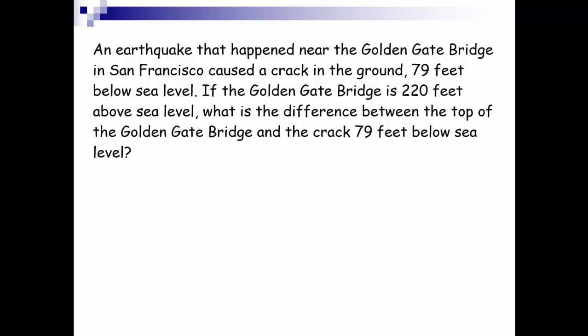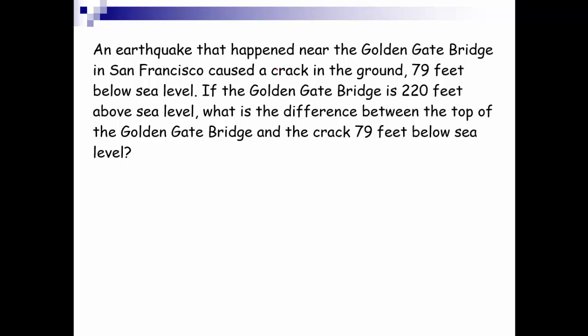Let's take a look at the next one. An earthquake that happened near the Golden Gate Bridge in San Francisco caused a crack in the ground 79 feet below sea level. If the Golden Gate Bridge is 220 feet above sea level, what is the difference between the top of the Golden Gate Bridge and the crack that's 79 feet below sea level?